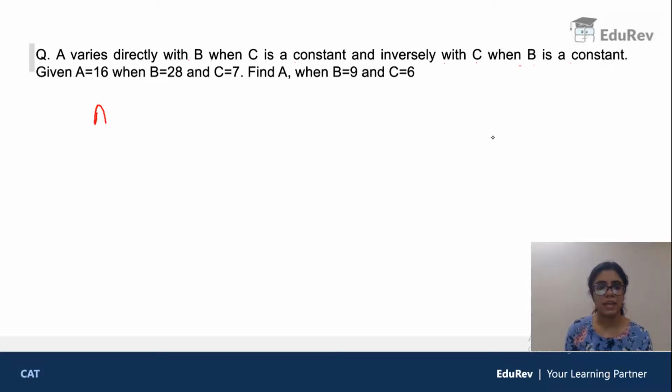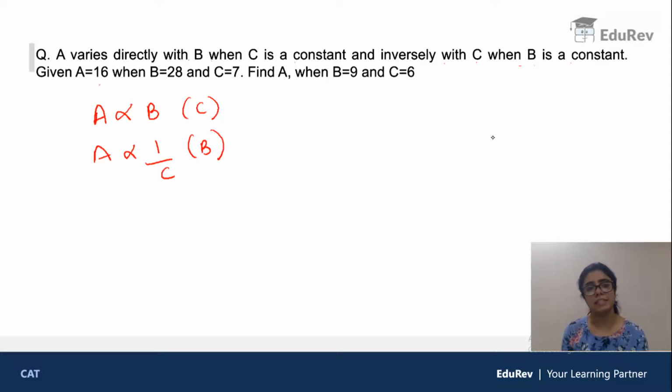So they are saying A varies directly with B when C is a constant, and A varies inversely with C when B is a constant. Given A is 16 when B is 28, C is 7. Find A when B is 9, C is 6.